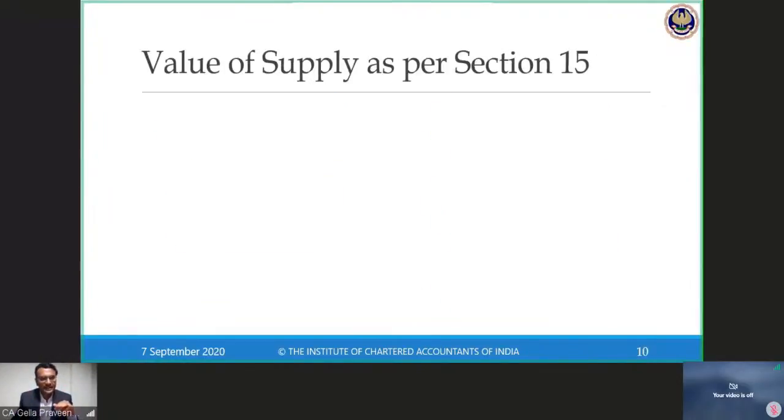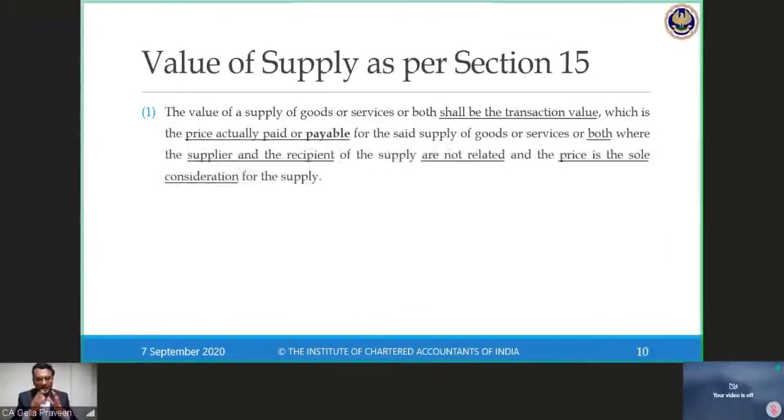Let's get into section 15, subsection 1, which is dealing with your transaction value. It says the value of supply of goods, services or both shall be the transaction value, which is the price actually paid or payable for the said supply of goods or services or both, where supplier and recipient of the supply are not related, and price is the sole consideration for the supply. Now, this is the entire language used in section 15, subsection 1.